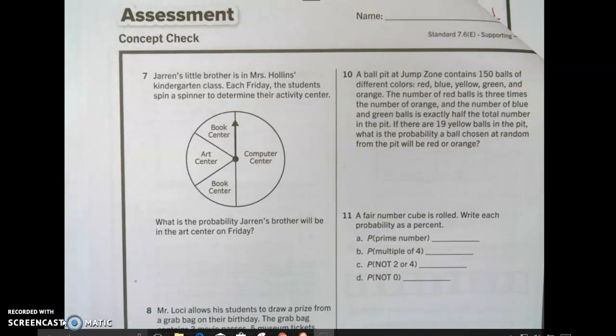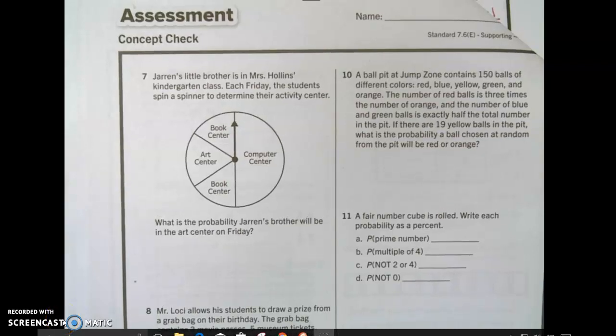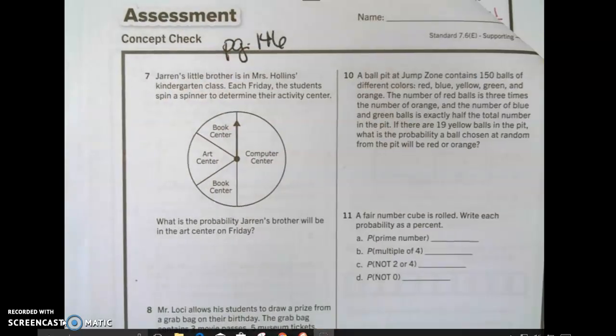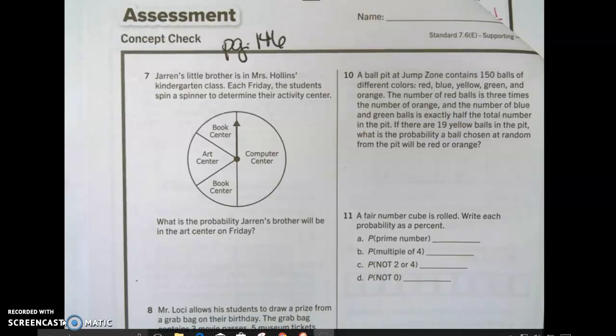6. Jaren's little brother is in Mrs. Holland's kindergarten class. This is page 146. Each Friday, the students spin a spinner to determine their activity center. What is the probability Jaren's brother will be in the art center on Friday?